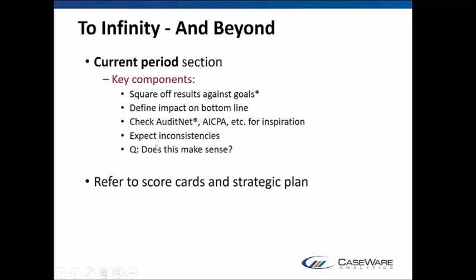So expect that. If you don't see any inconsistencies, double check. Because there's always hidden little treats in your data that you need to look for. And every company's got them, like the sacred things they don't want to touch, favorite customers that don't make them any money. Those kinds of little secrets are all over.